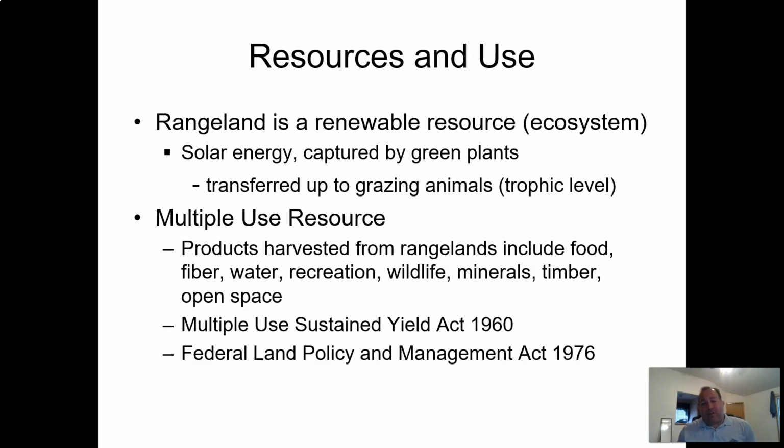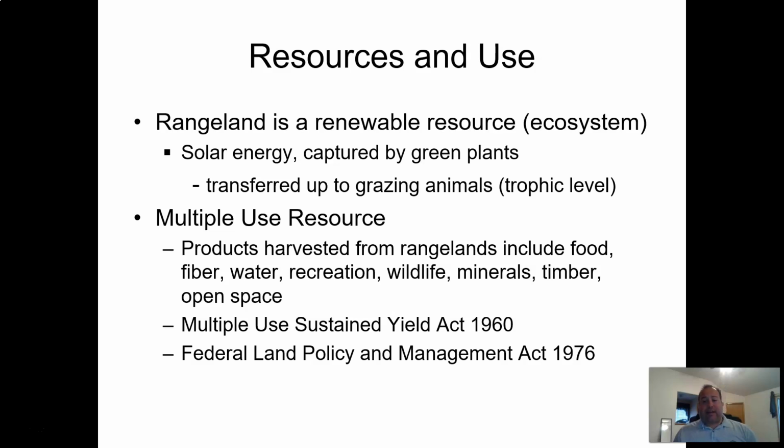Rangelands are being managed for multiple use, similar to forests. When we say multiple use, we're talking about the fact that they offer up multiple benefits, and therefore they need to be managed to maximize all the benefits that we can get. In terms of actual federal policy, that happened in 1976 in the Federal Land Policy and Management Act, which allowed for rangelands to be managed under this multiple use strategy.